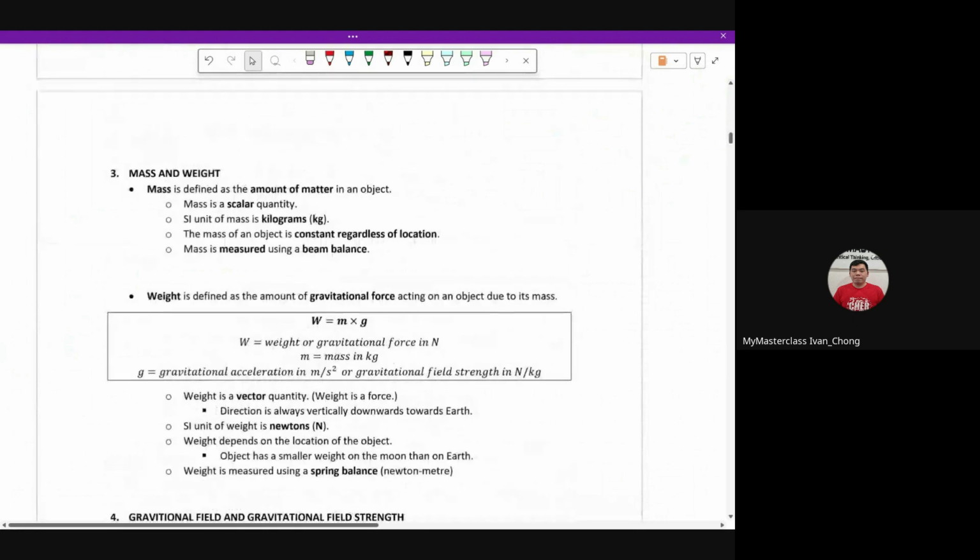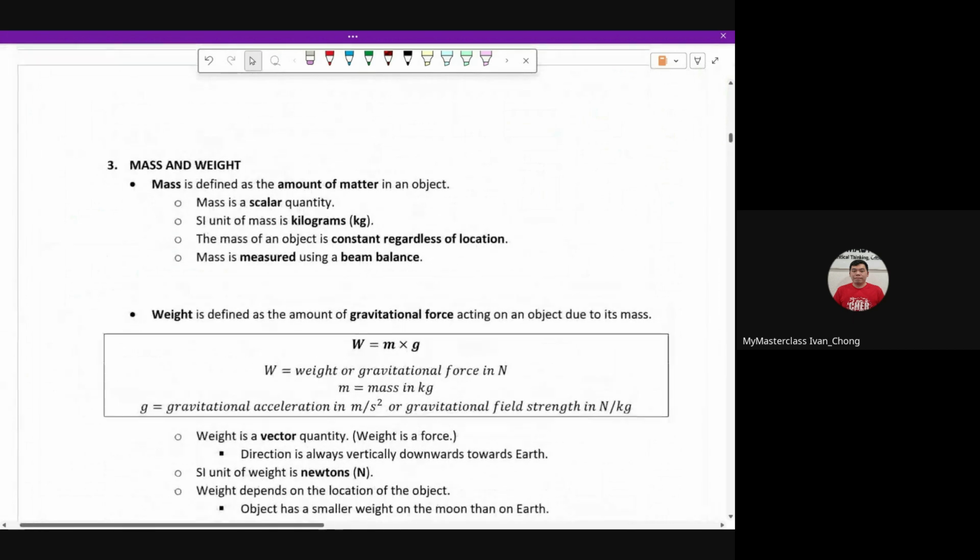Okay, so next, let's talk about your mass and weight. Because just now, if you notice, we actually mentioned that weight is your gravitational force. Okay, so this is actually a force. So what exactly is mass? Okay, because if you notice, the definition for mass is the amount of substance in an object, or the amount of matter in an object, and the unit is kilograms. Okay, and they are not affected by location. We will use a beam balance.